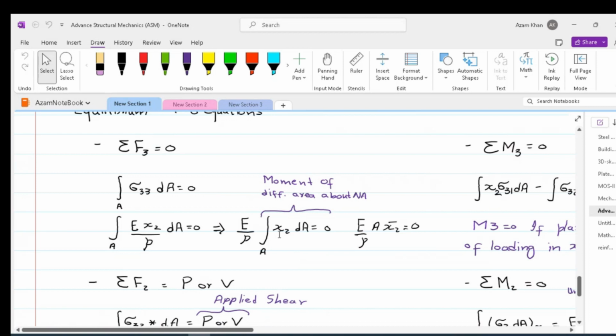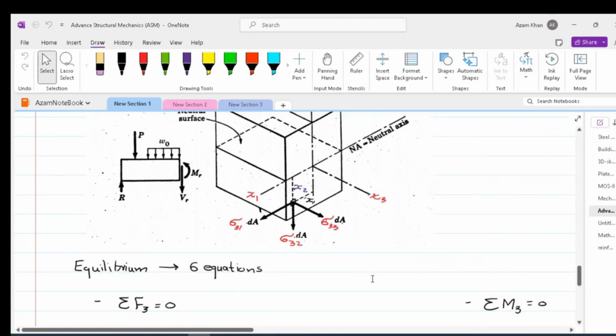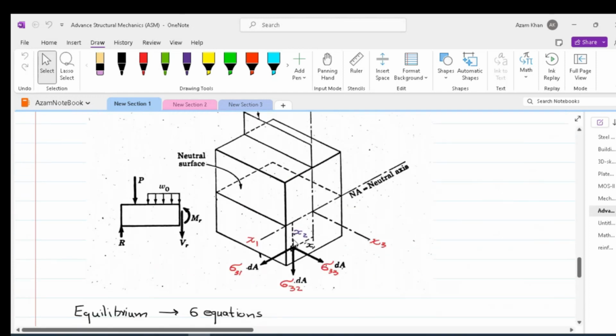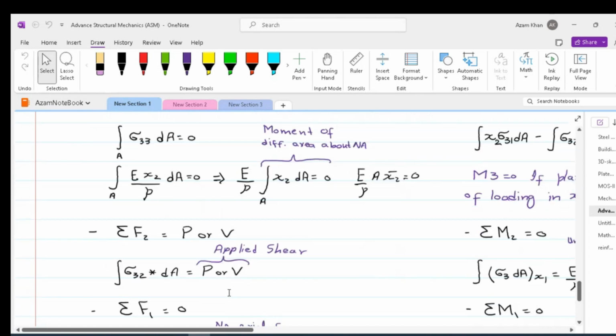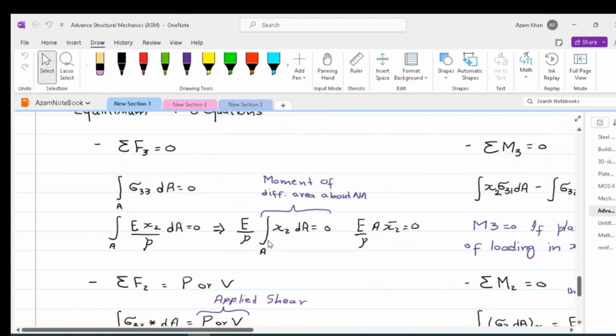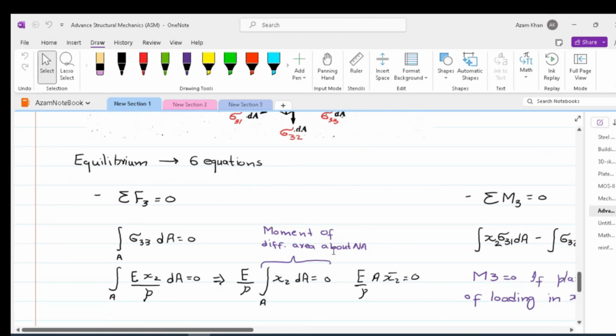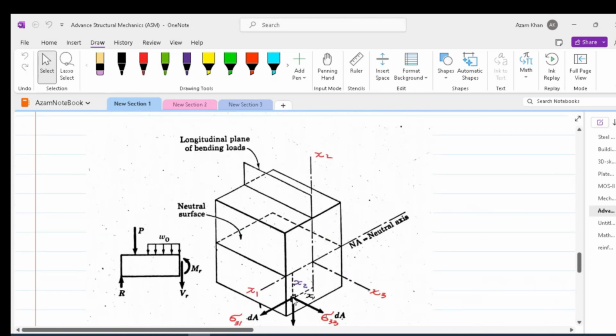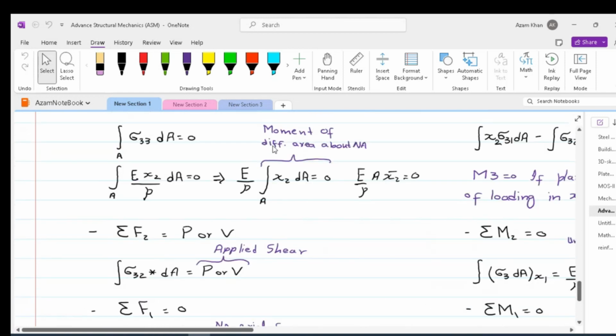Now we are left with x2 dA inside the integral. dA will stay inside the integral because it is an area dependent integral. x2 is the dimension along the cross section, so again, it contributes to the area. That's why it can't be brought out. If we look closely into this equation, x2 times dA is the moment of the differential area about the neutral axis. Now, this whole equation has to equate to 0.